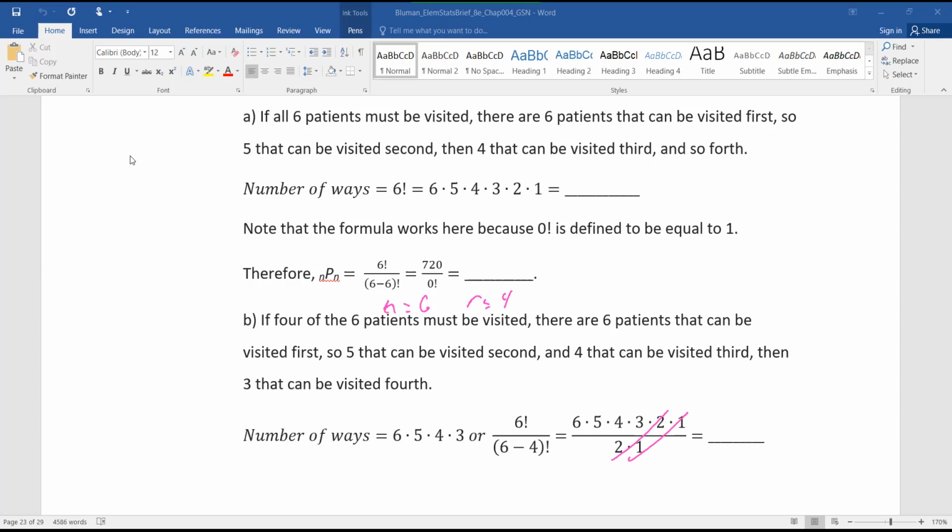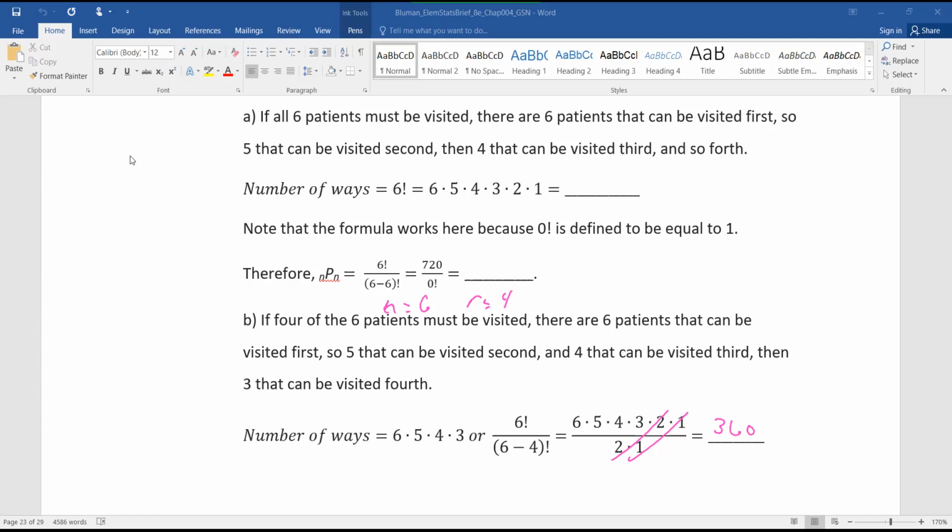It's just part of the factorial. You don't have to write it because it doesn't do anything. All right, 6 times 5 is 30. 30 times 4 is 120, not 60. And then 120 times 3 is 360, not whatever I was saying earlier. Right? So if I can only go see 4 patients, then I have 360 options versus the 720 if I went to go see all of them.